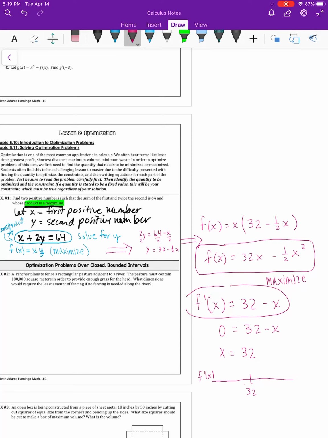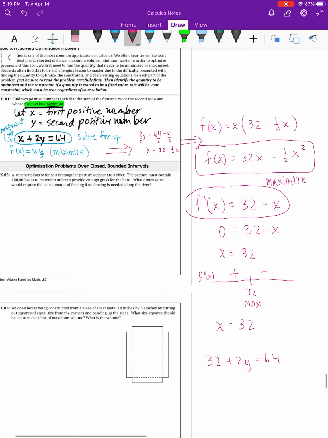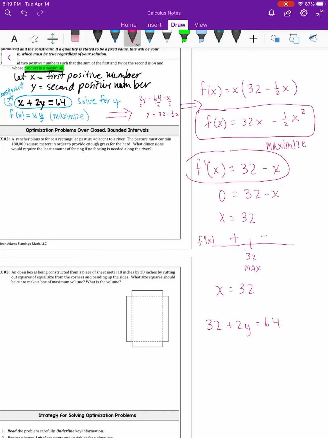Now, I want to make sure that this is my maximum. So I'm going to look at f prime of x, something less than 32. How about 31? If I put that back into my derivative, 32 minus 31 is 1. That's a positive number. If I chose 33, 32 minus 33 is negative 1. That's a negative number. So I know that this is my maximum. If x equals 32 maximizes it, then I'm going to put that 32 back into my constraint to see what my y is.